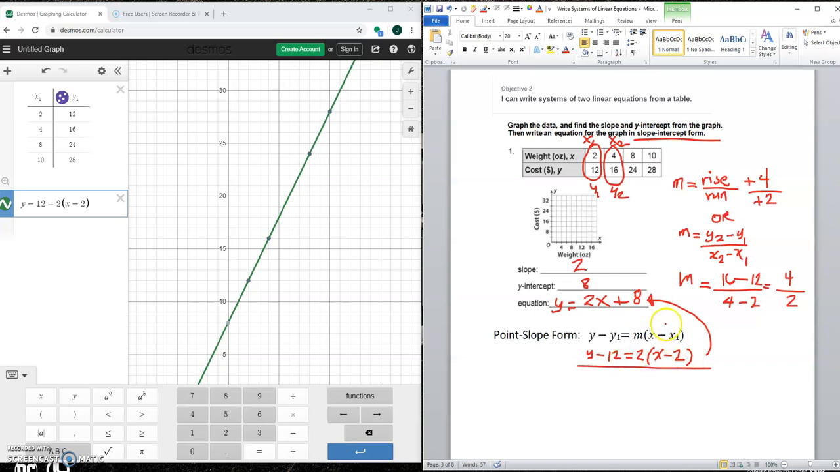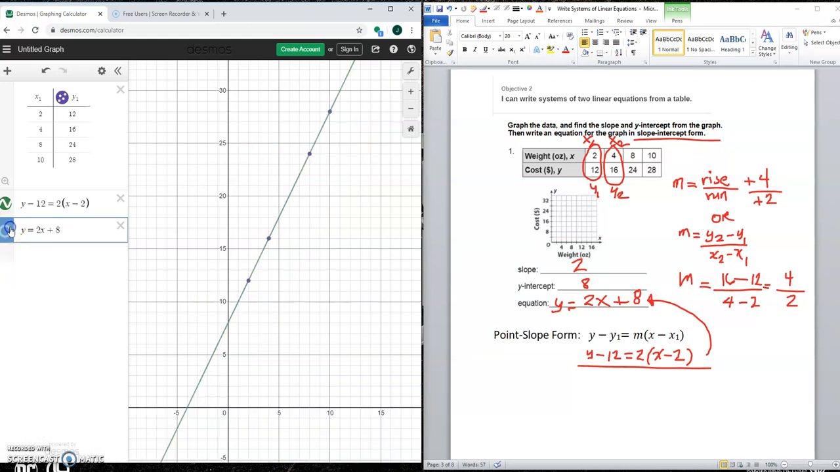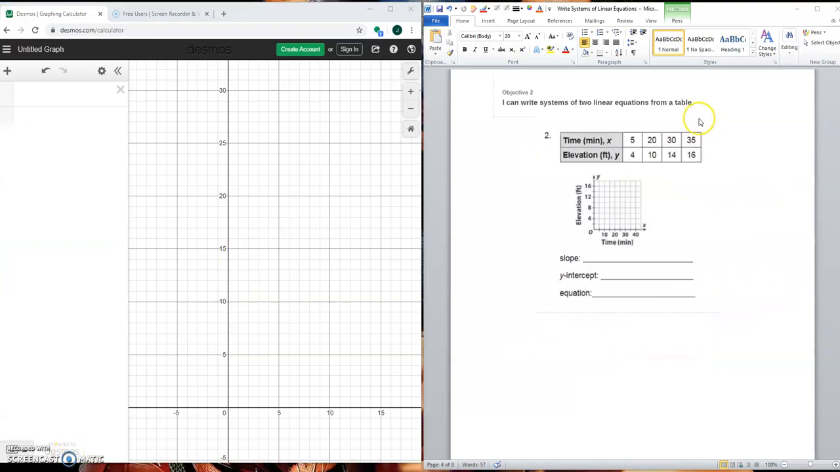So please, for this, the way to confirm if these two are the same is to open up your technology and plug in your y equals 2x plus 8, and it should go on top. Okay, so turn that off and turn that on, and it is on top. Let's practice objective number 2 one more time.